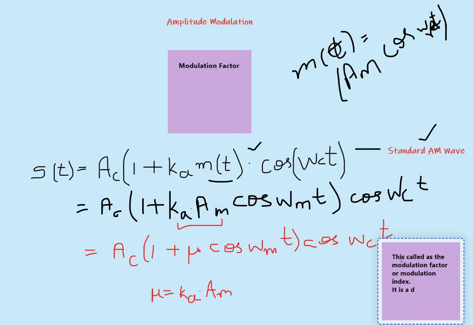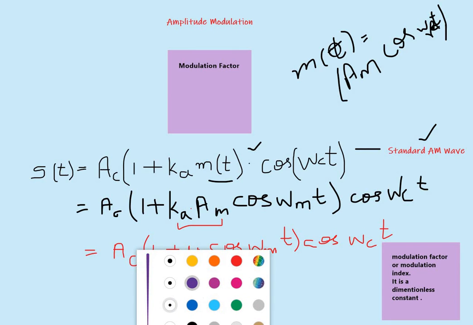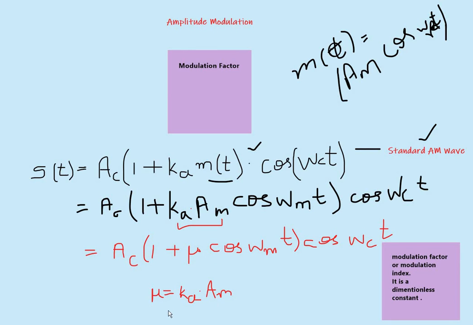It is a dimensionless constant. Why is it a dimensionless constant? I'll explain how it is a dimensionless constant. The first thing we saw over here was mu is equal to Ka into Am, and this is called the modulation factor or the modulation index. Now this is a dimensionless constant, that means it does not have any dimension.